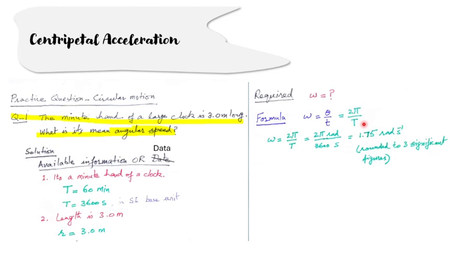Here, since we have capital T in the available information, theta will be equal to 2 pi radians. We put in the information in the formula and then use a calculator, and the answer would be 1.75 times 10 to the power minus 3 radians per second, rounded to three significant figures. This is also an answer in standard form. And remember, you have to give answers in standard form.